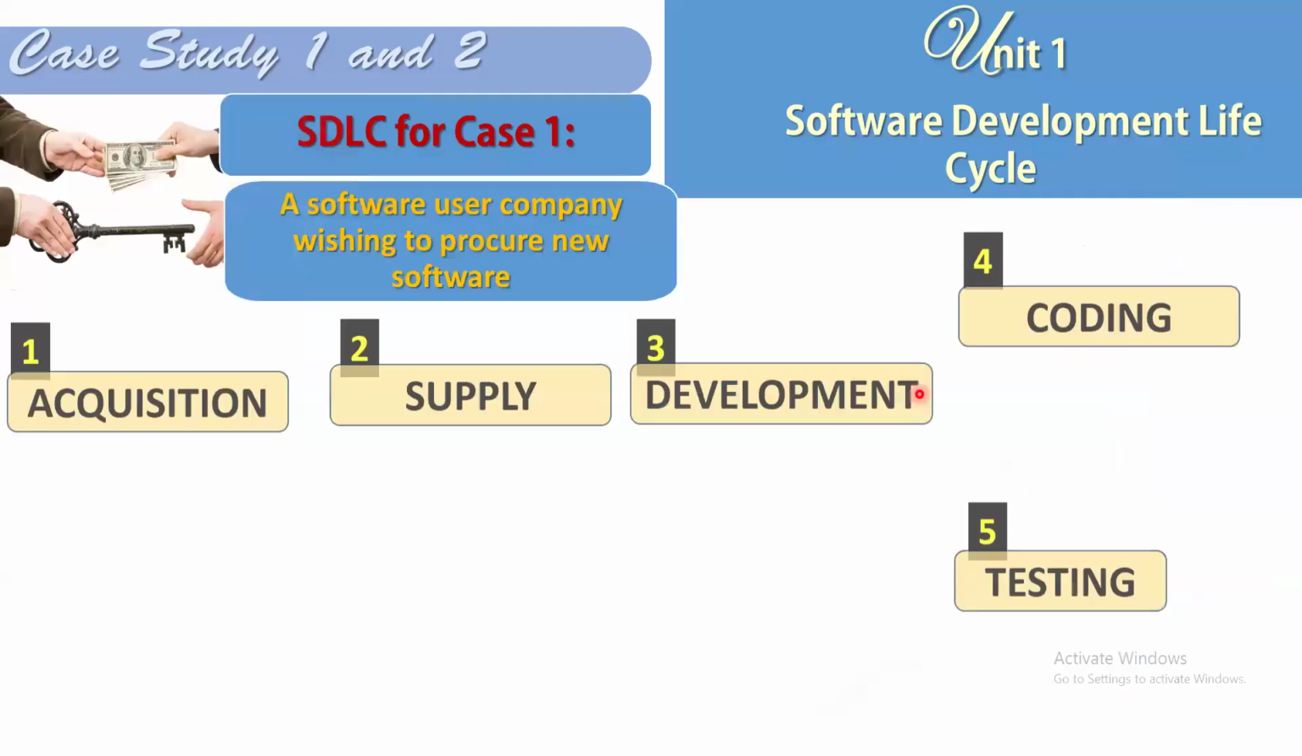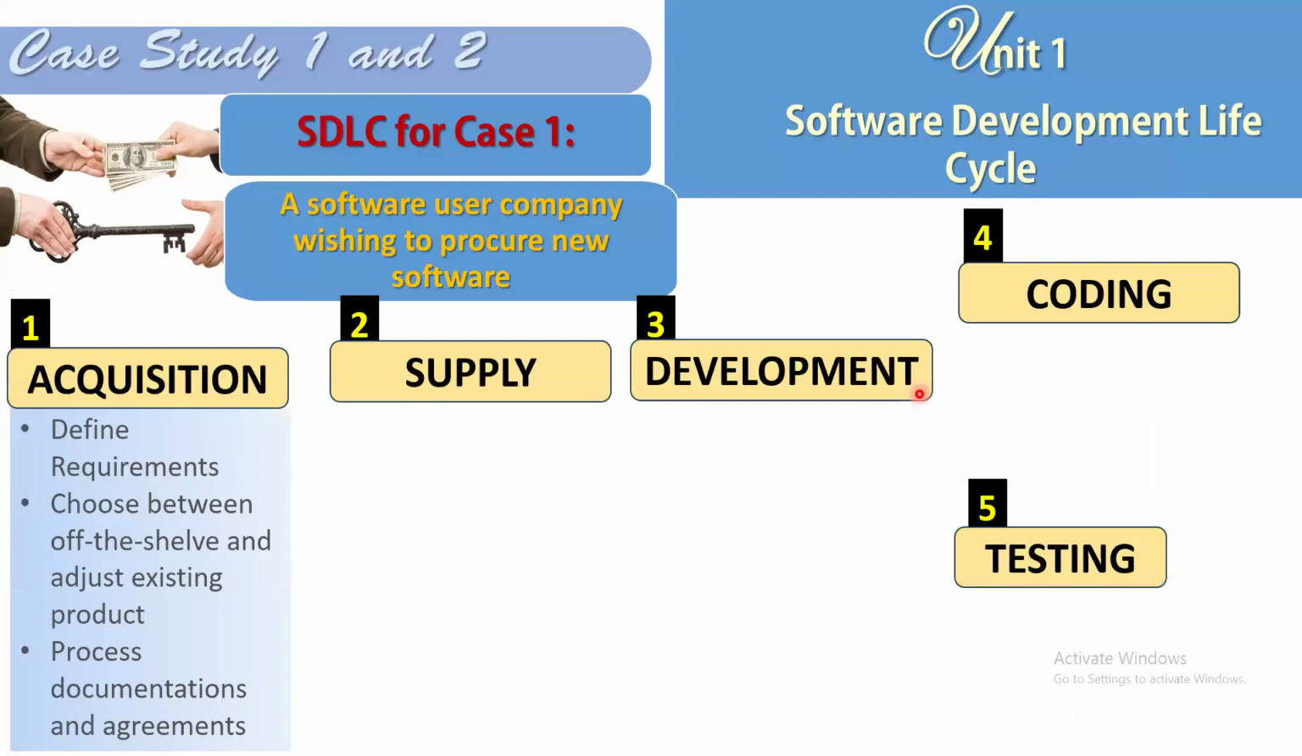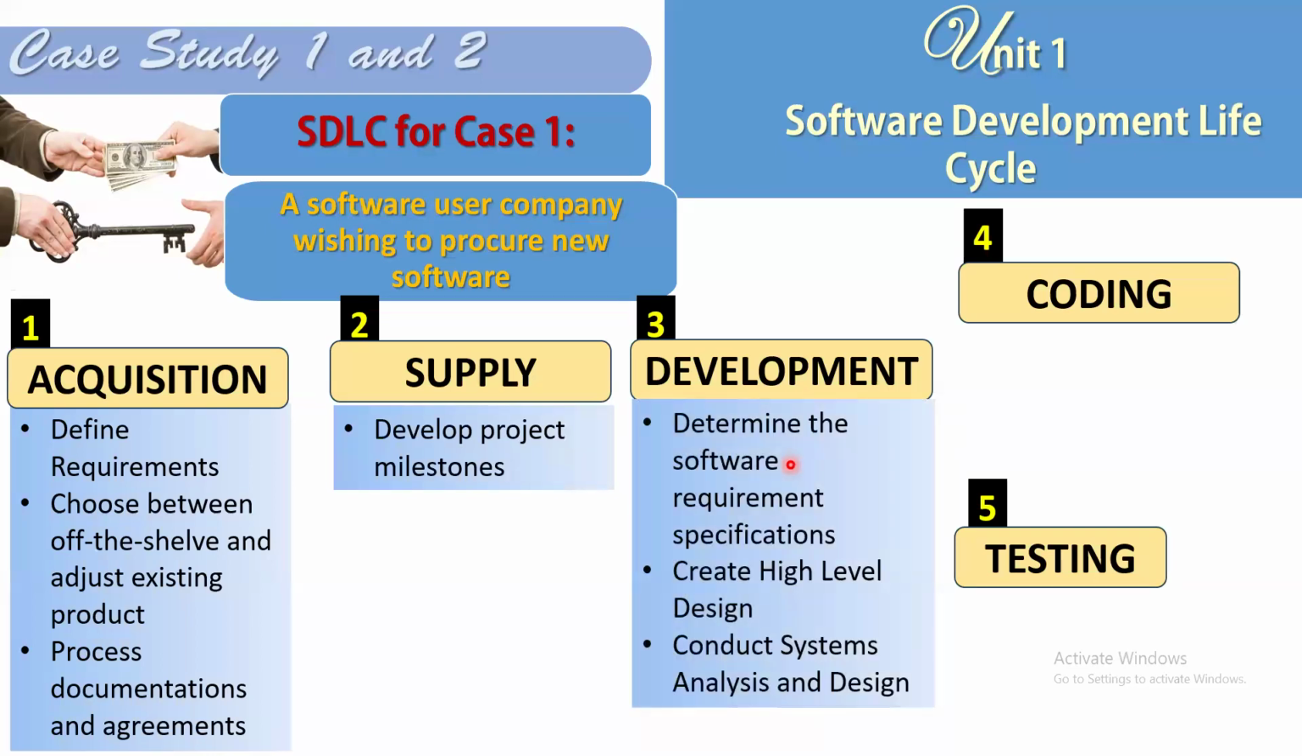Let's look at details. So these 5 steps. The first one, you need to define the requirements. And then you need to choose whether you want an off-the-shelf software or you need to develop one. You need to develop a process documentation and agreement. You need to develop project milestones. You need to determine software requirements and specification. You need to create a high-level design.